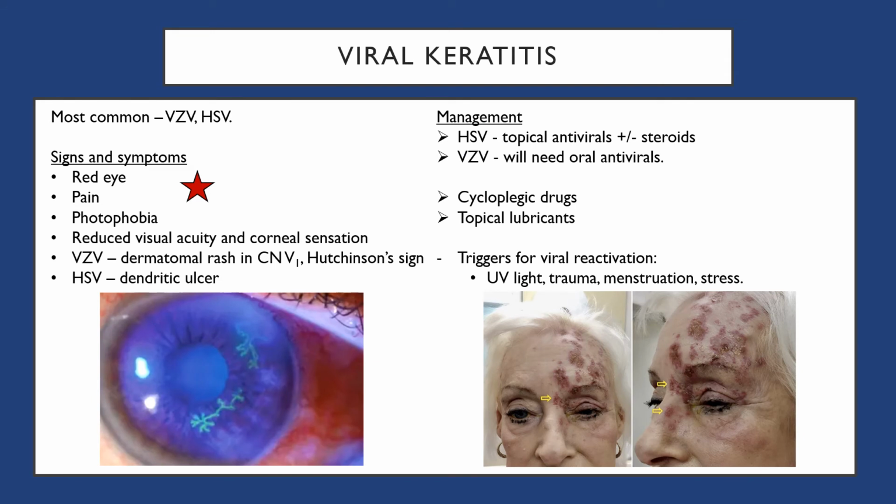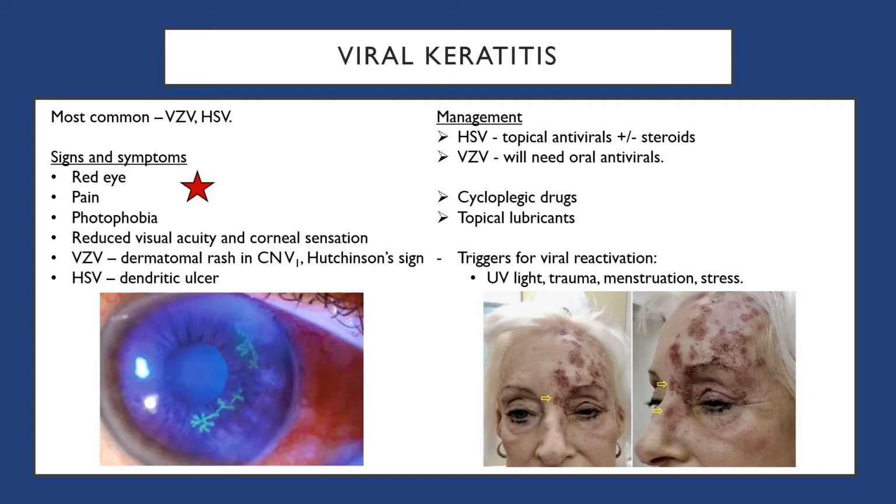So looking at viral keratitis next, the most common causes for this are varicella zoster, so your shingles, or herpes simplex virus. So you get the pain, the photophobia, reduced visual acuity. If you've got shingles, you will get a dermatomal rash in the first branch of the trigeminal nerve, CN V1. If you get Hutchinson's sign, this is where you get a dermatomal rash, characteristic of shingles, but at the tip of the nose. There's good evidence to suggest that if you have the presence of Hutchinson's sign, you've got a very high chance of getting viral keratitis.